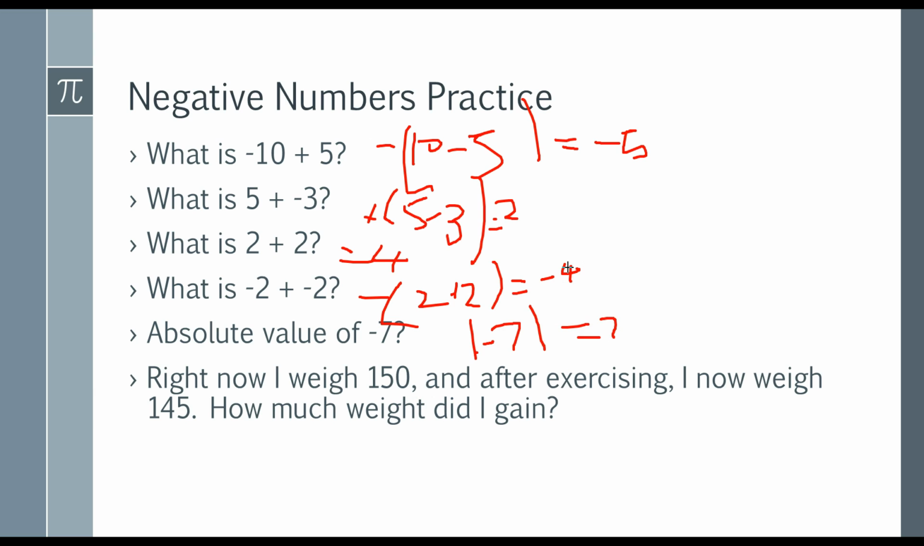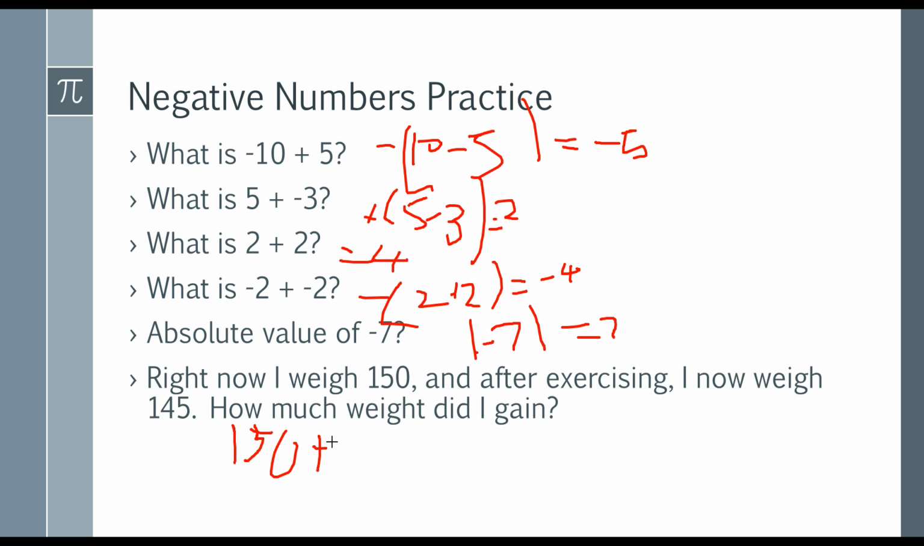So now this question says, right now I weigh 150 pounds, and after exercising, I now weigh 145. How much weight did I gain? If you notice, I lost weight, but the question is asking how much weight did I gain. So the answer has to be negative, because if I gain negative weight, it means I lose weight.